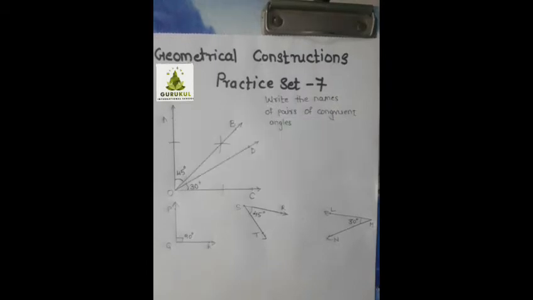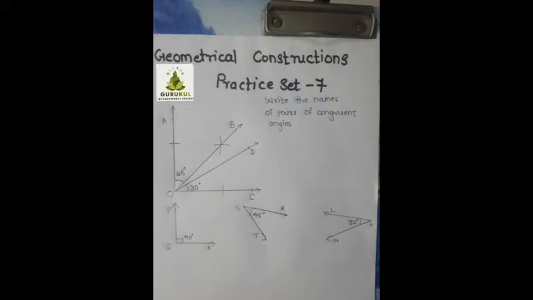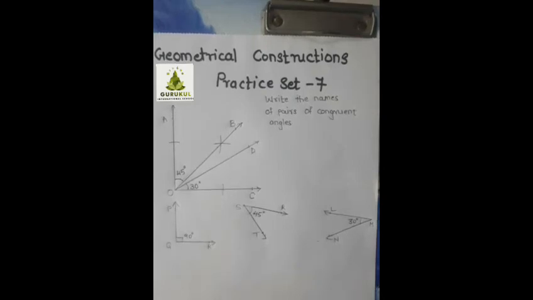Now we will solve practice set 7, which is based on congruent angles. Congruent angles are the angles of same or equal measures. They are called congruent angles. Now in practice set 7, the question says some angles are given below. Using the symbol of congruence, write the names of pairs of angles in these figures.